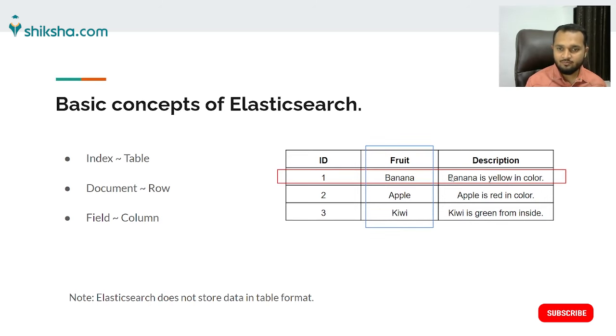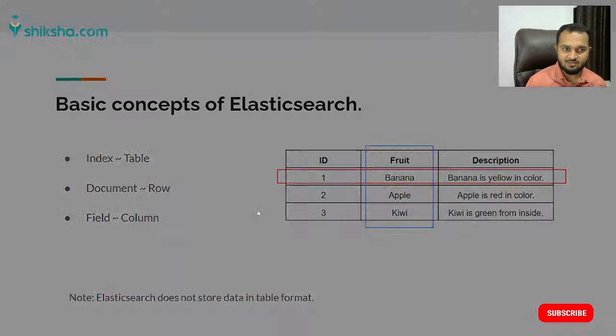And every row, like in relational databases, we have one document in one row, like ID 1, banana, and if you are talking about the description of that fruit, banana is yellow in color. So this is one complete document. In Elasticsearch, we do not call it a row, we call it a document. And every column, we call it a field. So fruit is one field, ID is one field, and description is one field. That is how it works. These are the basic terminologies which we are going to use a lot in Elasticsearch.